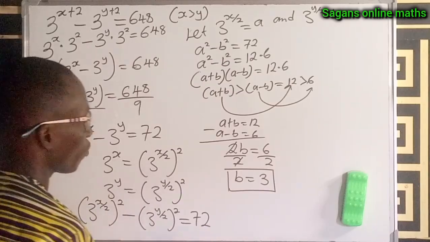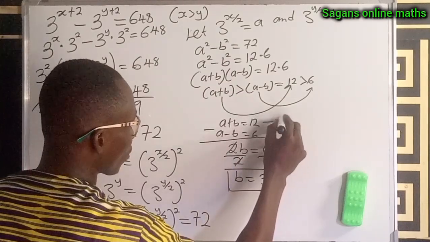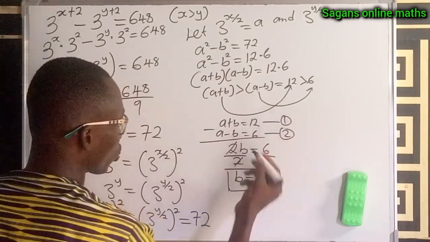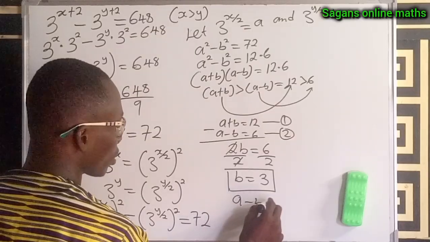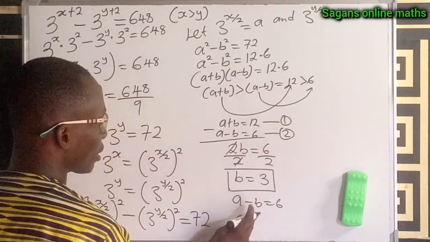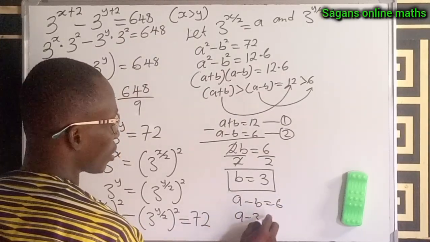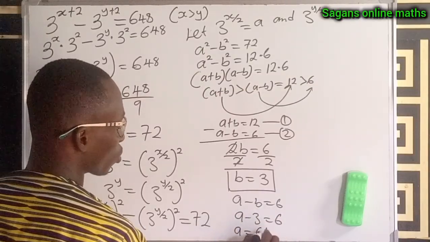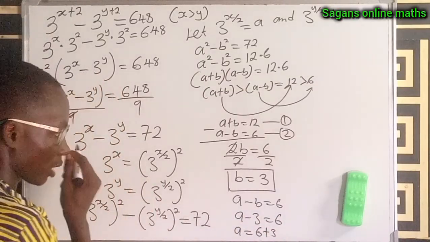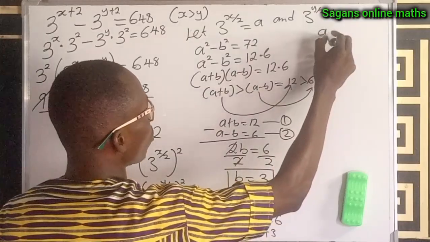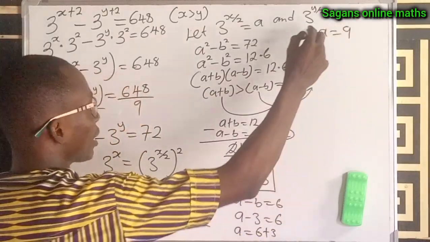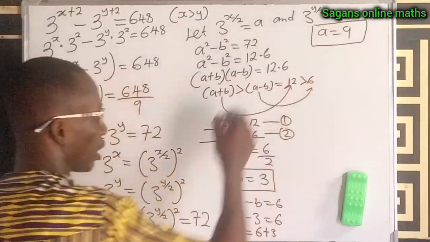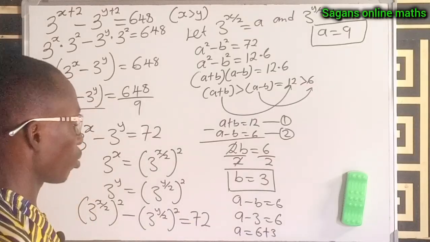Wow. Let's find the value of a. This is equation 1 and this is equation 2. From equation 2, we know that a minus b is equal to 6. So our b is 3. That means a minus 3 is equal to 6. So it means our a is equal to 6 plus 3, and 6 plus 3 is 9. So that means our a is equal to 9.